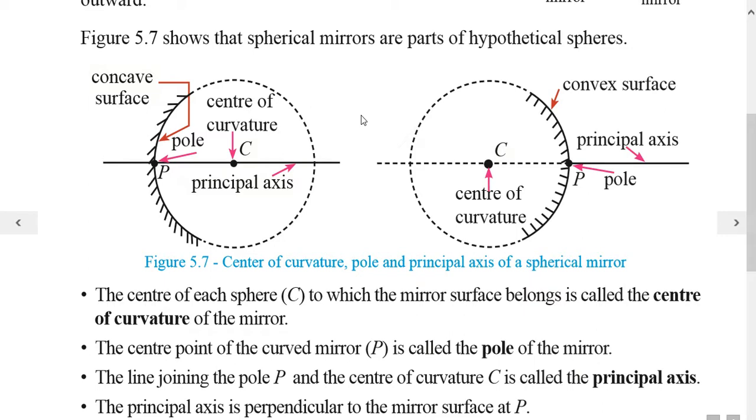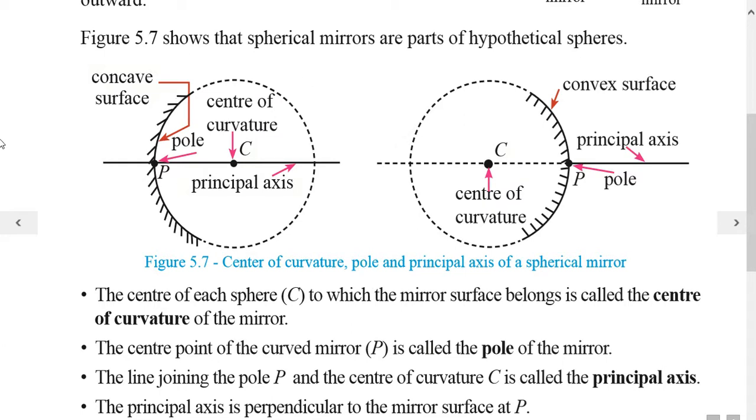Now we learn this. We can get this reflecting part of the mirror. It's the reflecting surface of this mirror, and it's a part of a sphere. According to that, in the first diagram, this is the concave mirror. This reflecting surface is curved inward. Then this is the sphere. We can imagine there's a sphere that this reflecting surface belongs to.